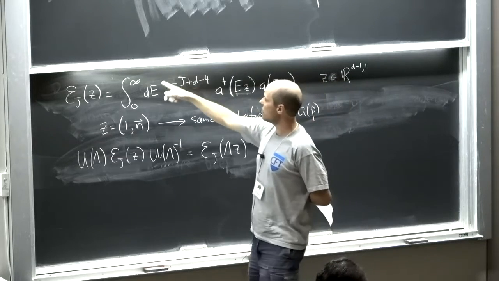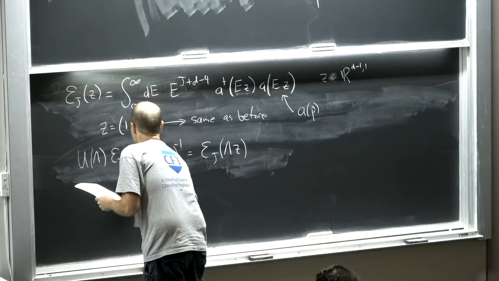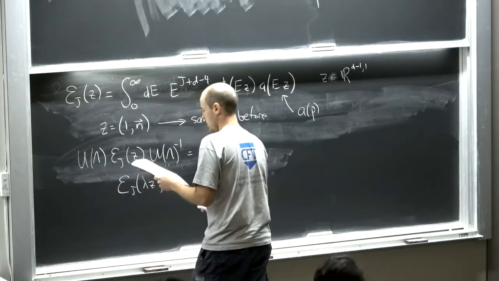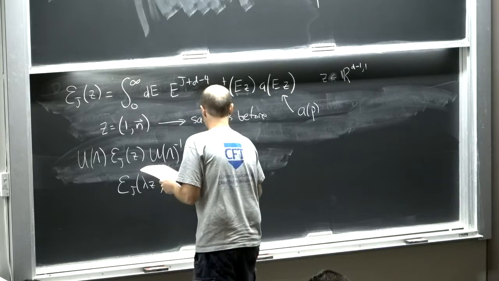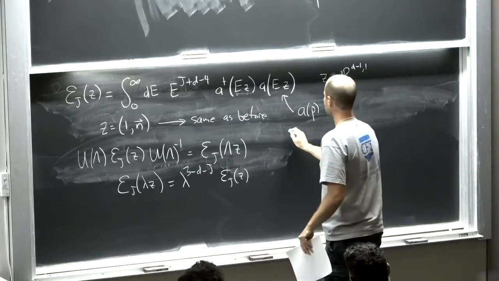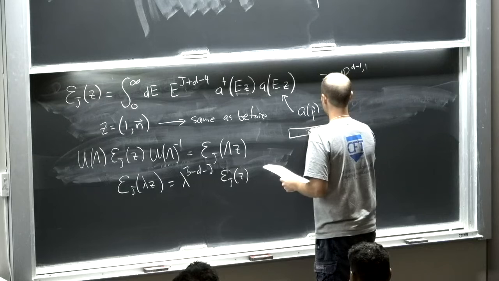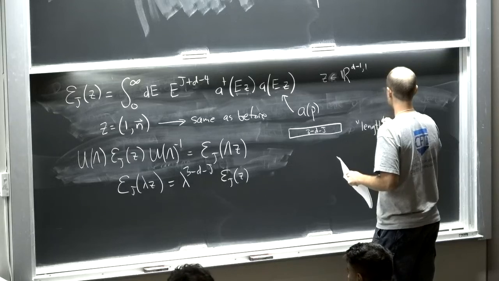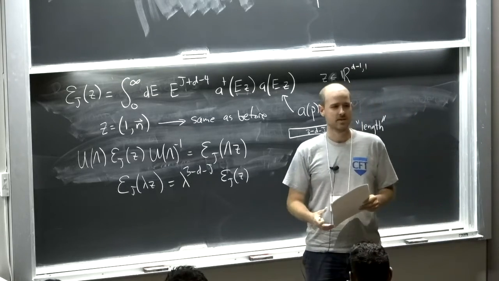And so then you trace that through here, and you find that E sub j of lambda z is lambda to the 3 minus d minus j times E sub j of z. So what this means is that this detector we defined corresponds to a single row Young diagram with length 3 minus d minus j. So I have to put length in parentheses here, or in quotes. So we have a continuous spin traceless symmetric tensor.